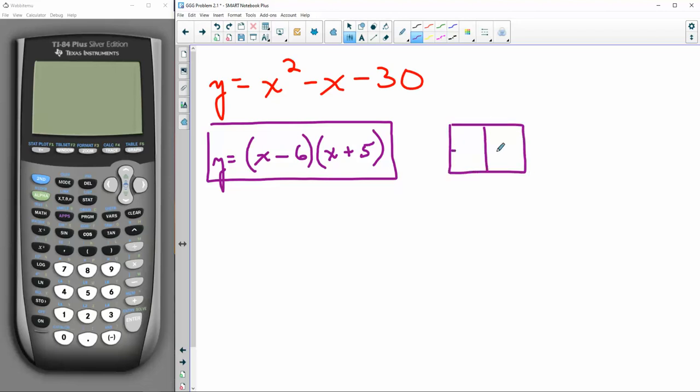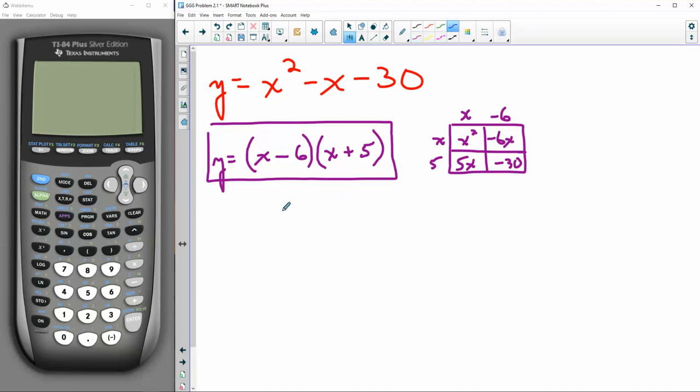We know that this is x squared. We know that this is negative 30. So this is x and this is x. This number and this number have to multiply to negative 30. So like I said, negative 6 and 5. They also have to add up to negative 1, which they do. Okay, so that's one way to do it.